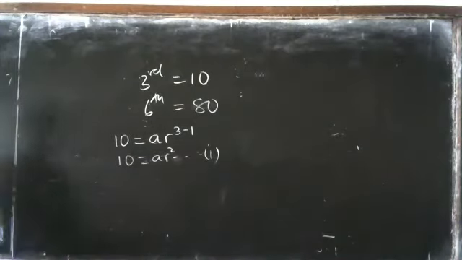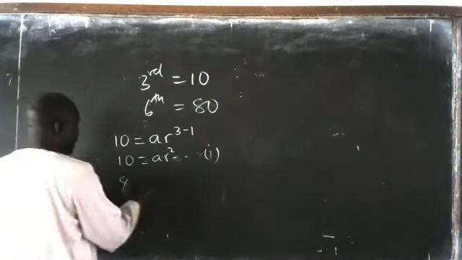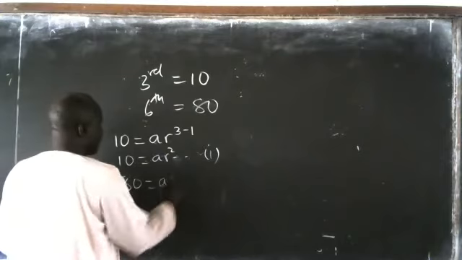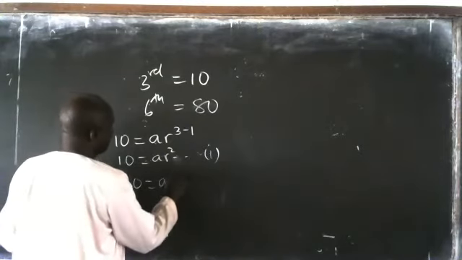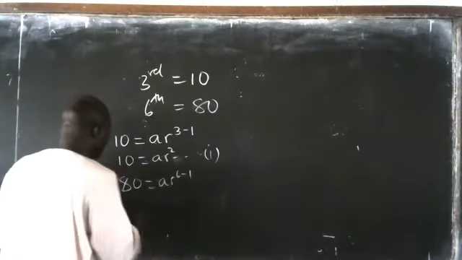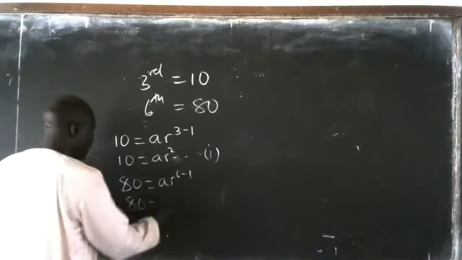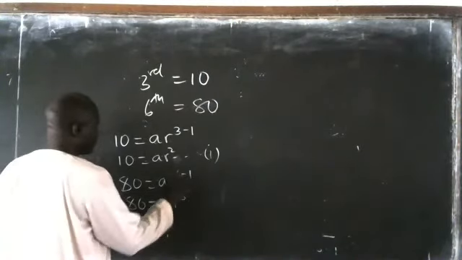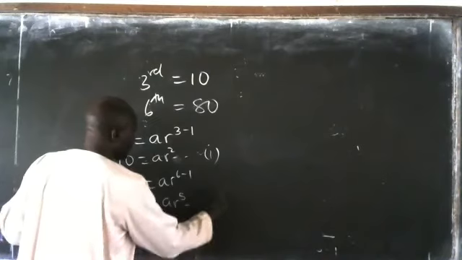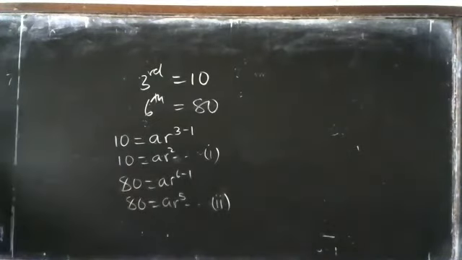As our equation number 1, using the third term, we can form an equation. So similarly, 80 is equal to the first term, which we don't know, and R, which we don't know, but we know that this is now the 6th term. So 80 is equal to AR power 5. So we solve simultaneously those 2 equations to find A and R.